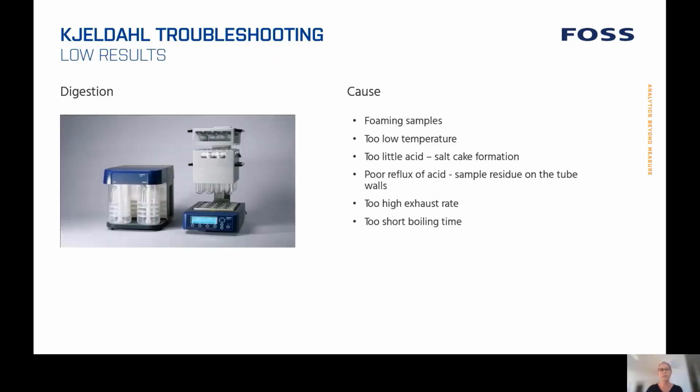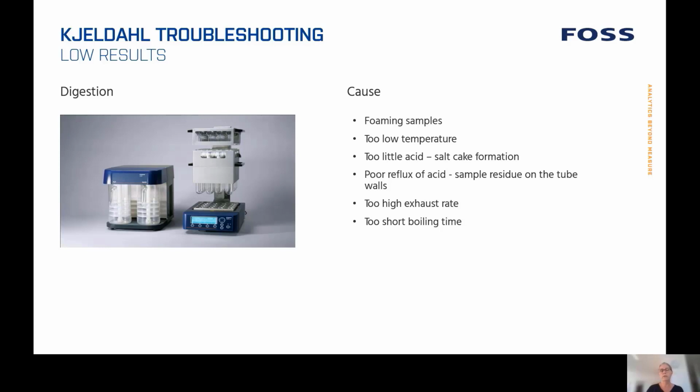If we have low results, then we can look into the digestion step. If we have a foaming sample, the reason could be that we have a foaming sample. We will come back to that. It could also be that we have too low temperature in the digestion block. Could be that we have not enough acid for this sample type. Maybe it's high fat content, and then we will have a salt cake formation in the tube. We will come back to this too.